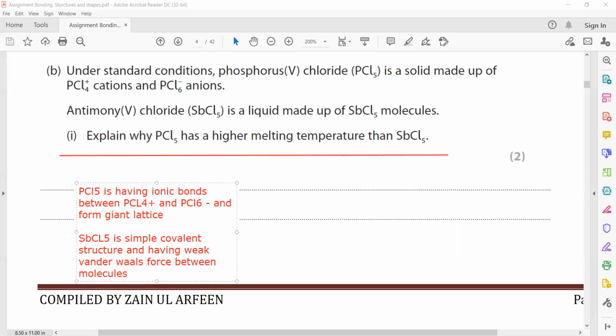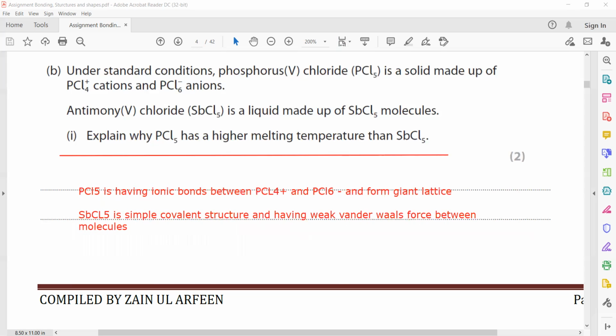Is it clear? This question asks why PCl5 is solid at room temperature, whereas SbCl5 is liquid.